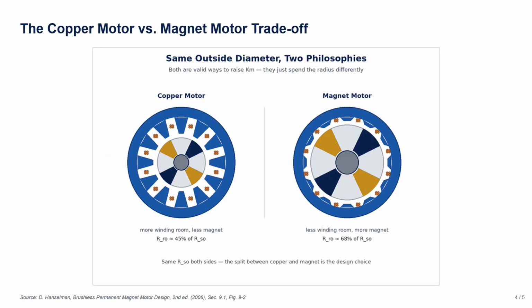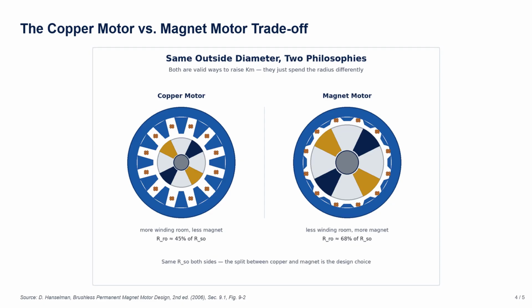That rotor radius trade-off leads directly to a real design fork: the copper motor versus the magnet motor. Both cross-sections here have exactly the same stator outside diameter, the same envelope, but they spend that radius completely differently. The copper motor keeps the rotor smaller, leaving more room in the slots for winding, less magnet material. The magnet motor does the opposite: a larger rotor radius, more magnet material, but less room for copper.